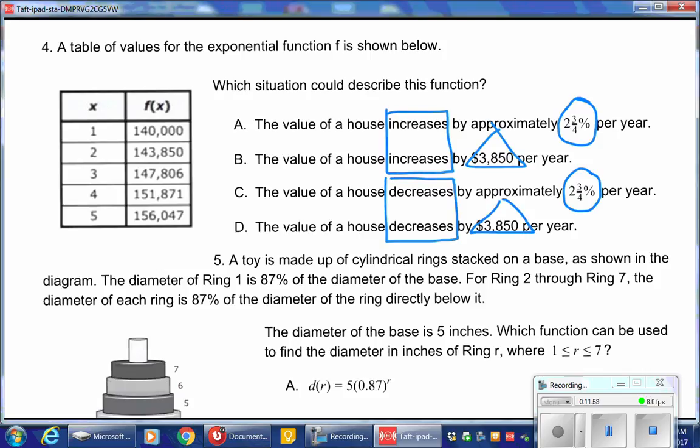So let's look at this table here. First, let's decide, is this increasing or decreasing? Here we've got 140,000, 143,850, 147,806. So these are increasing. So I'm going to go and eliminate the two answer choices that say decreasing.